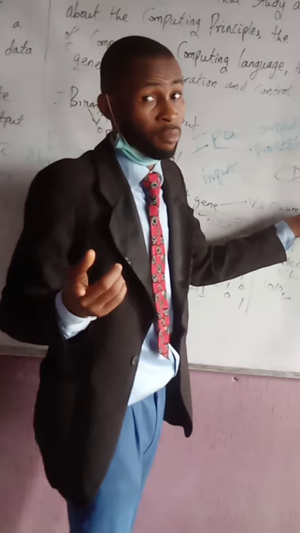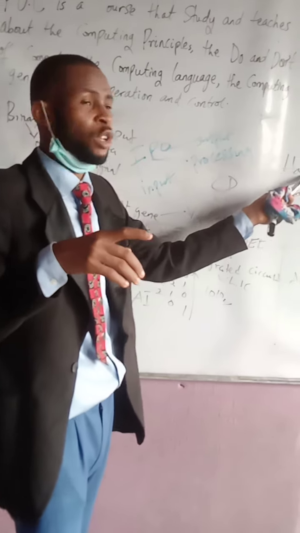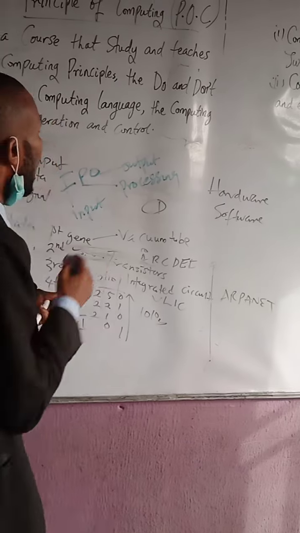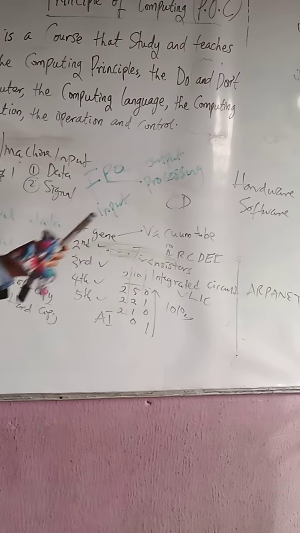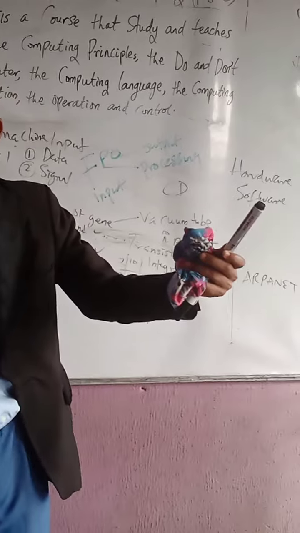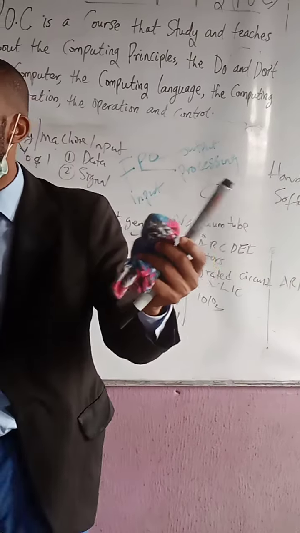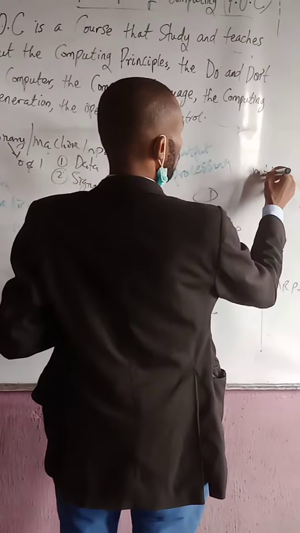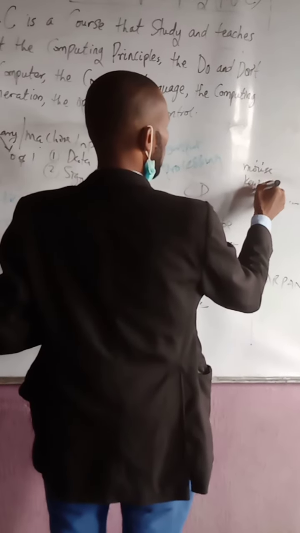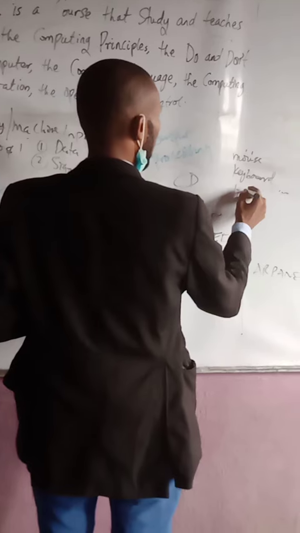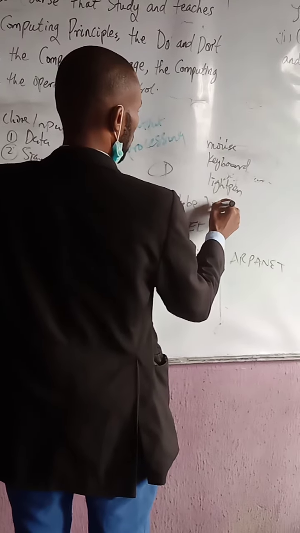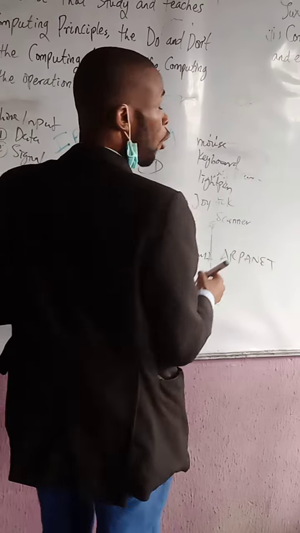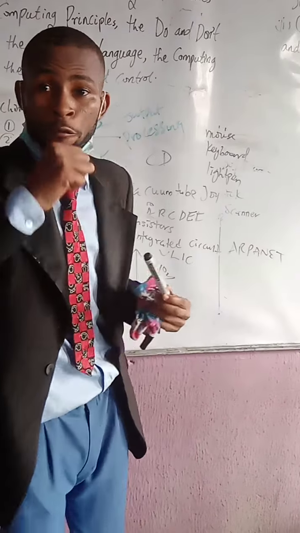Software are written programs designed by computer programmers to make this hardware function. We have two types of software. We have the system software and the application software. In the hardware, we have input. I've explained input devices like your mouse, your keyboard, your joystick, your light pen, your scanner, your digital camera, your webcam, your microphone, etc.